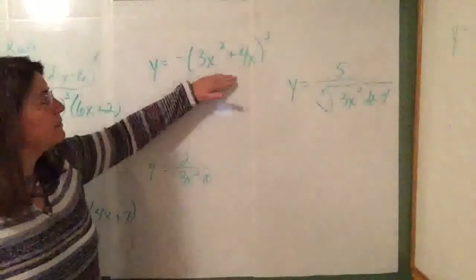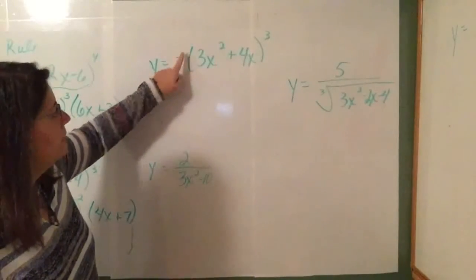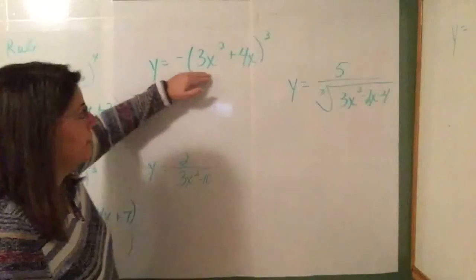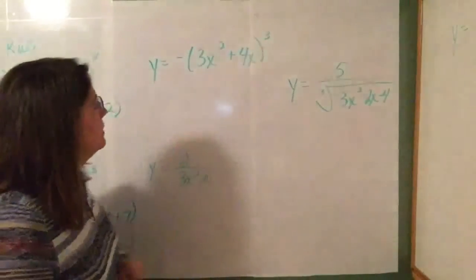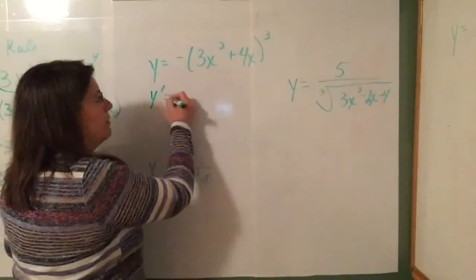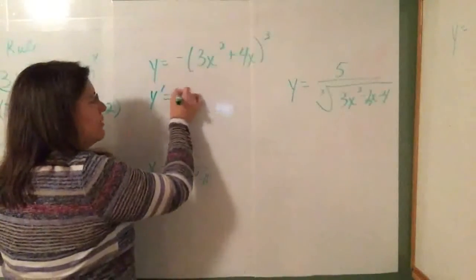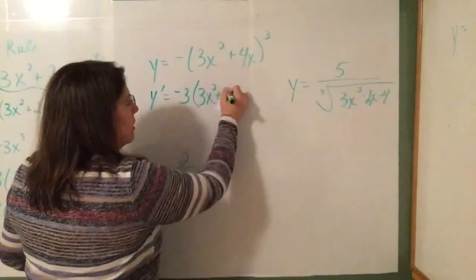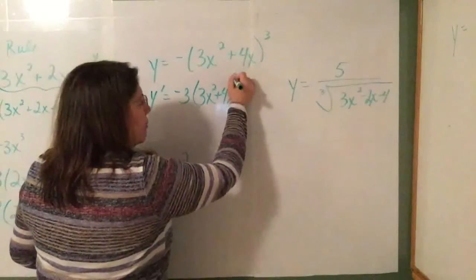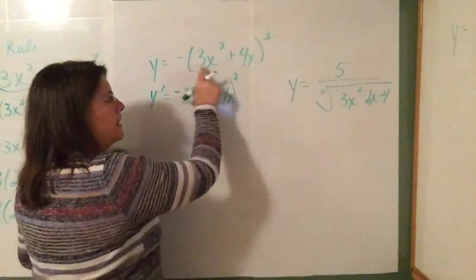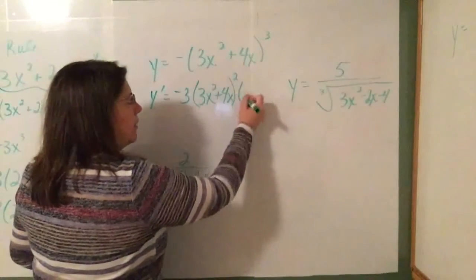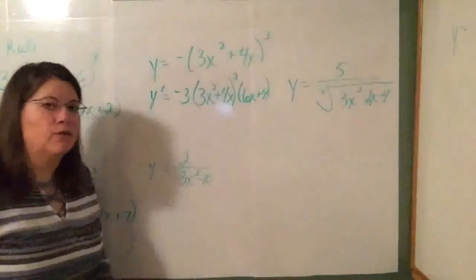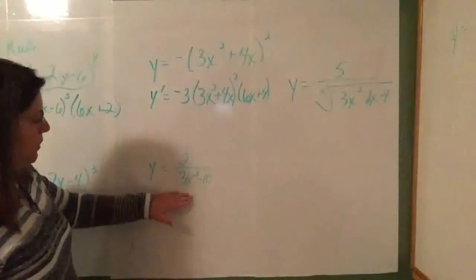Looking at this one, this is a -1 times our x part cubed, or we could say times our u part cubed. To take the derivative, y prime would be 3 times -1 is -3. We keep this part the same, decrease the power by 1, and then to finish it, we take the derivative of the inside part. So that's 6x plus 4. And that's the chain rule for this one.